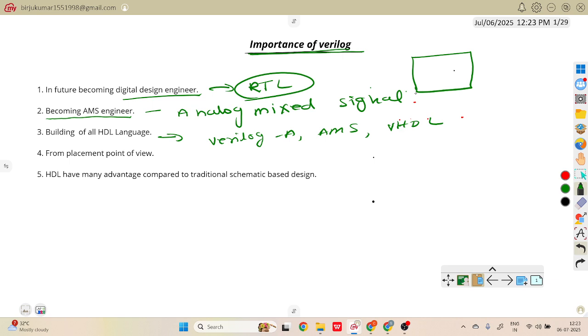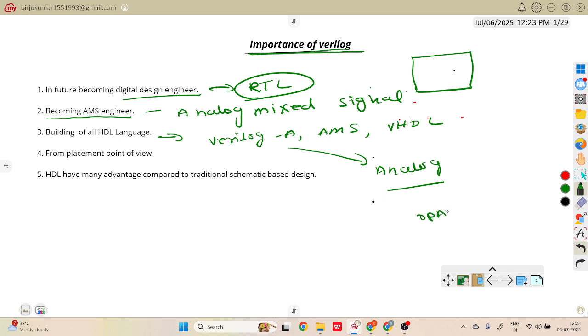If you have an idea of HDL, then Verilog-A is used for modeling analog circuits. Whatever analog circuits you study, transistor level is also there, schematic based. The op-amp you can build with the help of transistors. But HDL also exists. Why the difference? If you have an op-amp, you can design it with the help of a schematic.